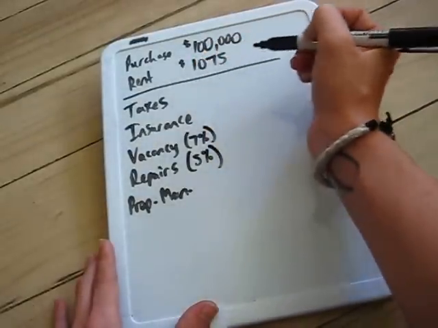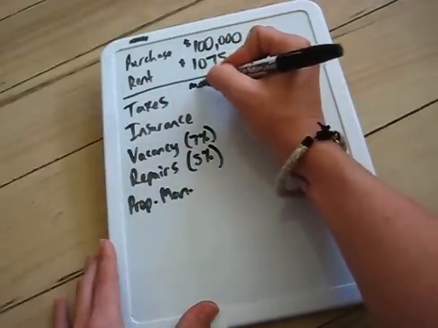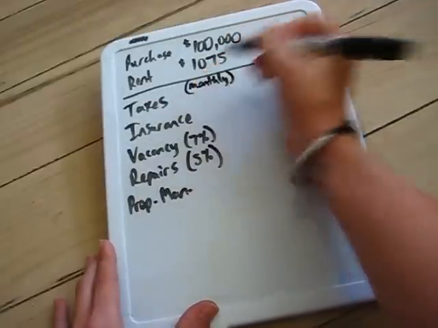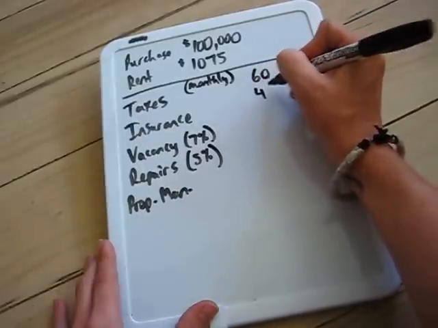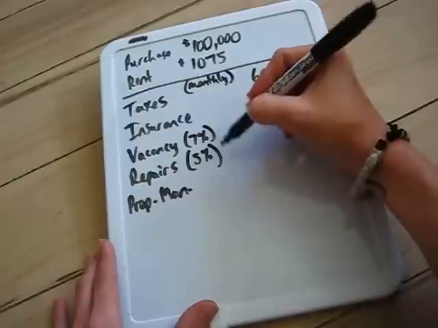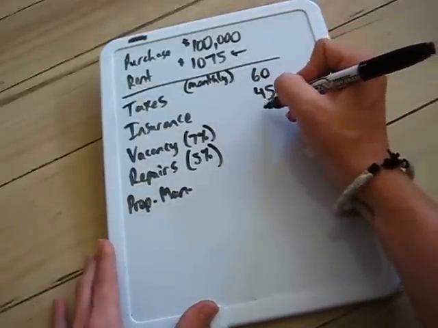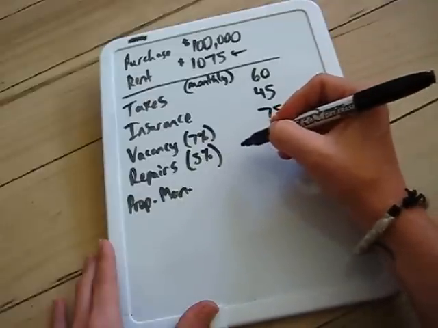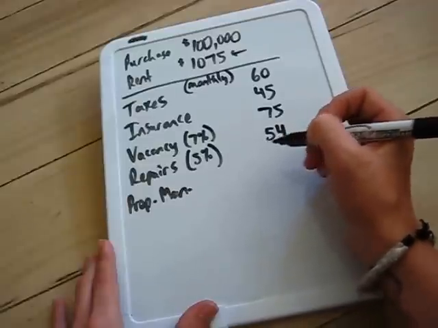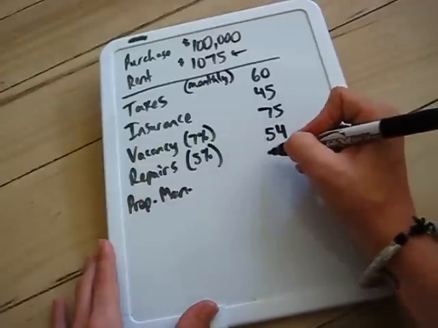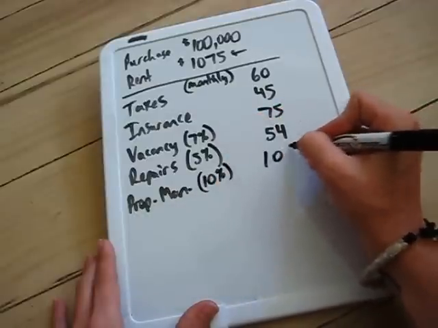If you calculate this particular house, and this is all monthly, the taxes are about $60 a month, which is excellent. Insurance on this property is about $45. Vacancy is 7%, and those percentages are of the monthly rent, so 7% of that is going to be $75. Repairs are going to be 5%, which is $54. And the property management in this case is 10%, which would equal about $108.